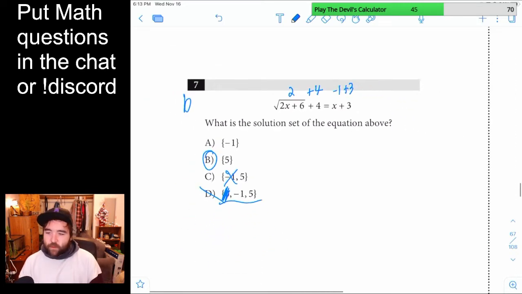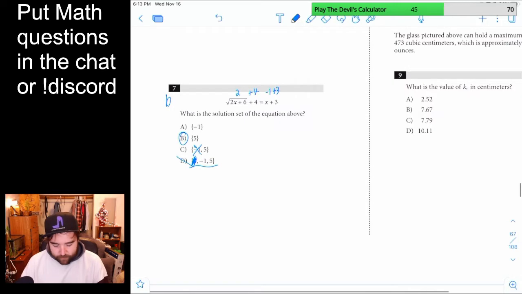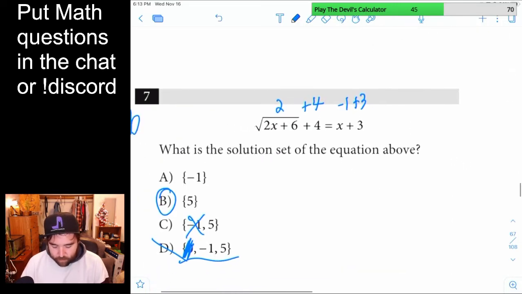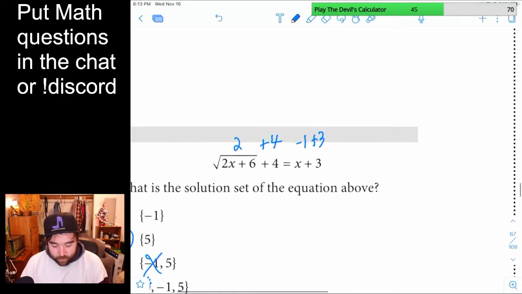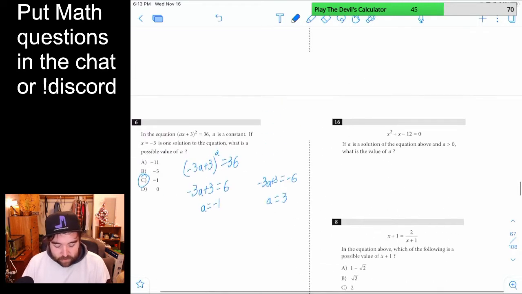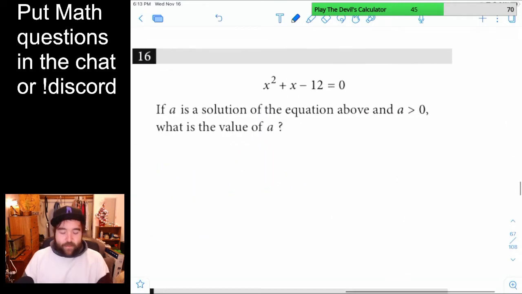And that's usually how they do that, only one of the answers works. If we actually solved for this like normal, we'd probably get negative 1 and 5. But with the square roots, you've always got to plug in the answers anyway to check if they work. And negative 1 didn't work.